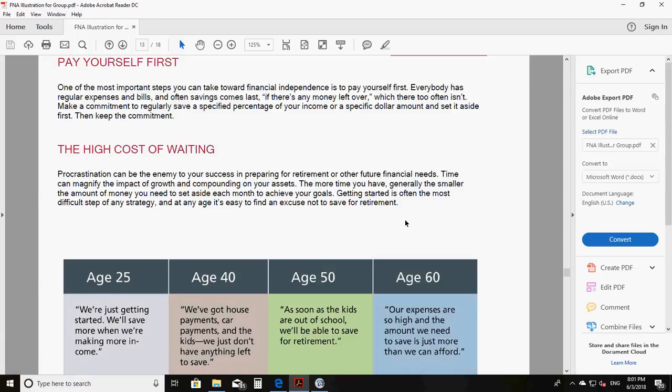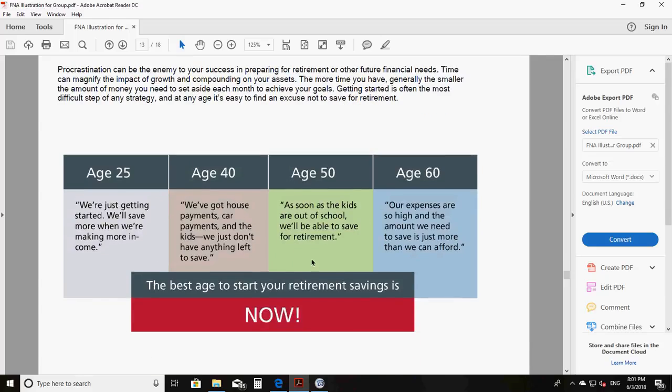Getting started is often the most difficult step of any strategy, and at any age it's going to be easy to find an excuse why we need to continue to kick the can down the road. So it doesn't matter, like we said, where we are in the life cycle. We're always coming up with excuses. Best age to start retirement savings is always now. I call this section politely confrontational. We're not going to berate or belittle somebody, but if I'm talking to somebody who's 45 or 50 years of age, these goals and dreams, if we're not close to getting there, whatever we've been doing leading up into this appointment obviously is not working. Past performance is going to be a leading indicator that we're not going to get there. So let's draw a line in the sand and let's create a better life for ourselves, financially speaking, in the future.